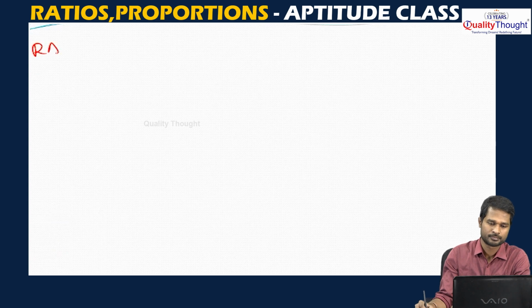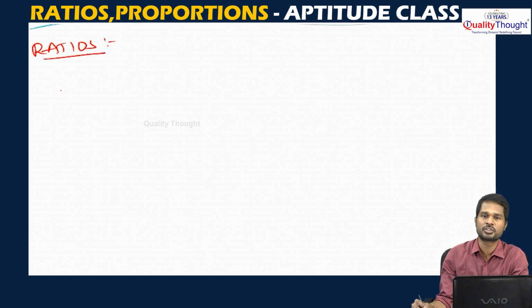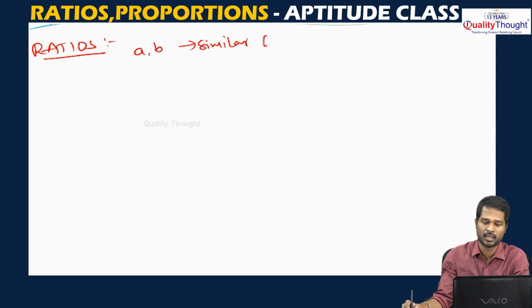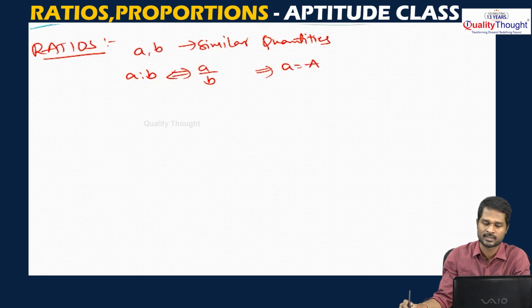So ratio is nothing but the comparison between two similar quantities. For example, I'll write there are two quantities A and B. These should be similar quantities. If A and B are similar quantities, then they can be compared as A is to B, which can also be written as A by B when you are doing the calculations. So in the ratio A is to B, A is called the antecedent, and in the ratio A is to B, B is called the consequent.